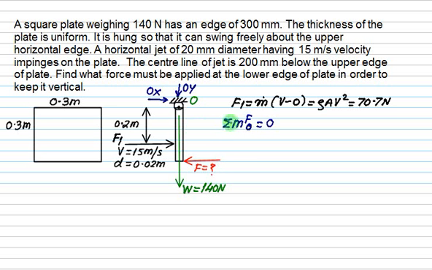Moment of F1 is anticlockwise and the distance is 0.2. The moment of F is clockwise and distance is 0.3. Just substitute this value and find the value of F, and confirm it is 47.12.